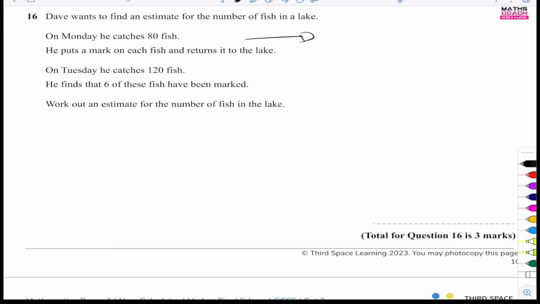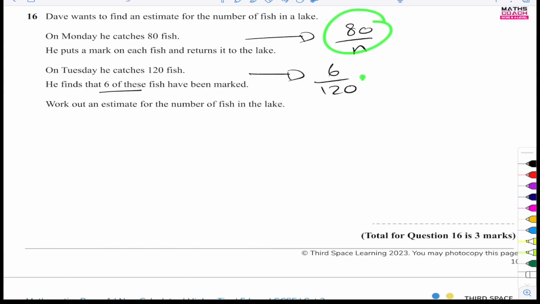On Monday, he catches 80 fish out of the total number of fish in that lake. We don't know what it is, so we're going to call it N. On Tuesday, he catches 120 fish. He notices that 6 of them have been marked. So 6 out of 120 fish that he catches. So in order to work out an estimate, all we've got to do is equate these two together. Okay, because it's from the same lake, so we can equate them. So 80 over N is equal to 6 over 120.